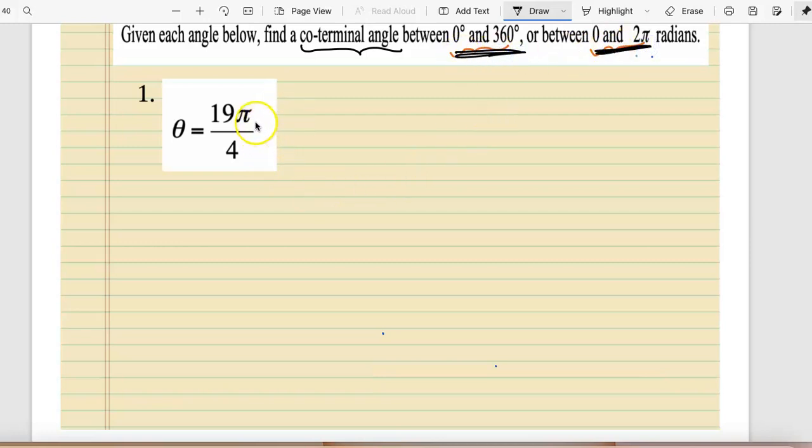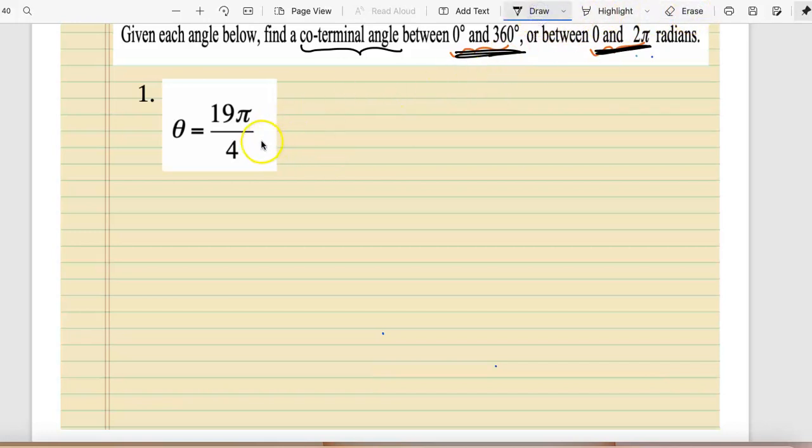Now, 19 pi over 4 is bigger than 0 and 2 pi. So to find the coterminal angle, just make it easy: you will start subtracting 2 pi. Why am I subtracting 2 pi? I want to bring it between 0 and 2 pi. This means I want to bring it below 360 degrees. Now let me explain by a different method.